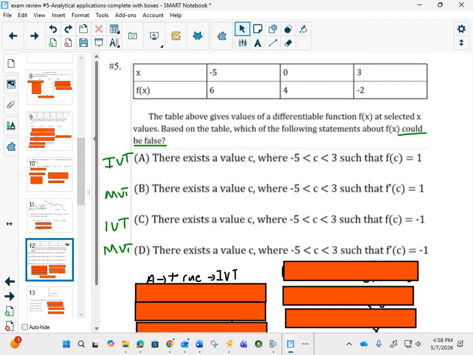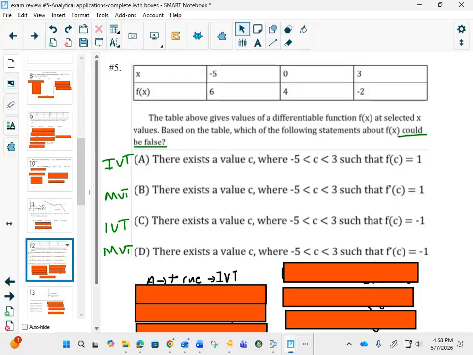A is true. Do you see that if you go from 6 to -2, you will hit 1? If you go from 6 to -2, you're going to have to hit 1. Sometimes what I find helpful in these questions is to draw the points. 6, -5, draw that point in blue. I've got 0, 4.